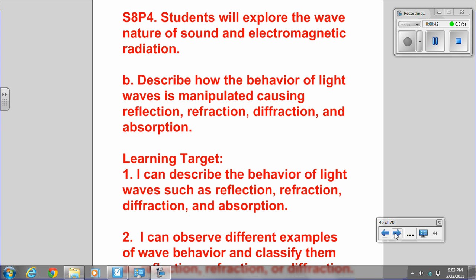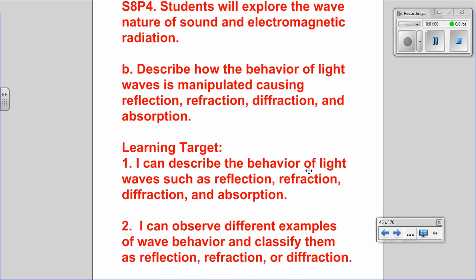Let's first look at our learning target and our standard. Our standard, we're still on SAP 4. Students will explore the wave nature of sound and electromagnetic radiation. We are now looking at standard B today. Describe how the behavior of light waves is manipulated, causing reflection, refraction, diffraction, and absorption.